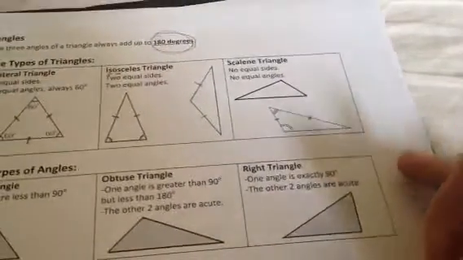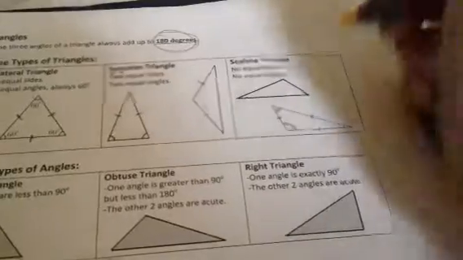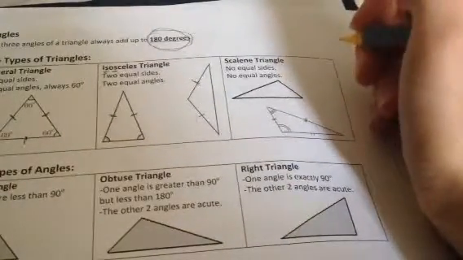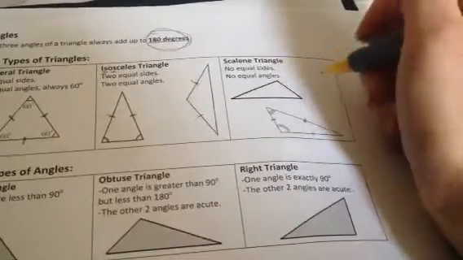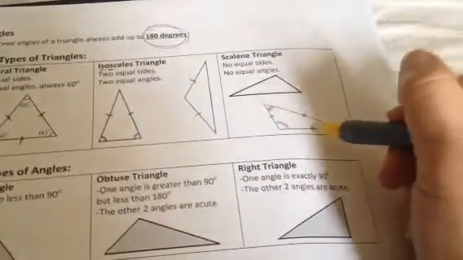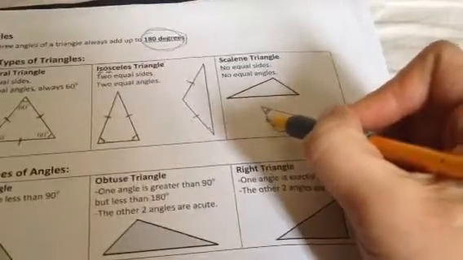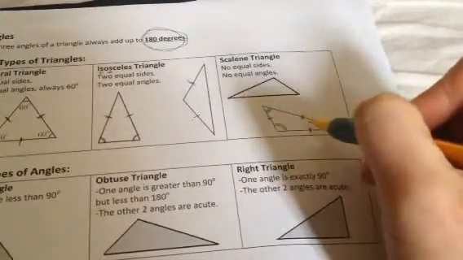And the last one is a scalene triangle. That one means there's no equal sides or equal angles. So there are tons and tons of different triangles that would look like that. So if all the tick marks have different numbers, like there's one tick mark here, 2 on this side, and then 3 on this side.